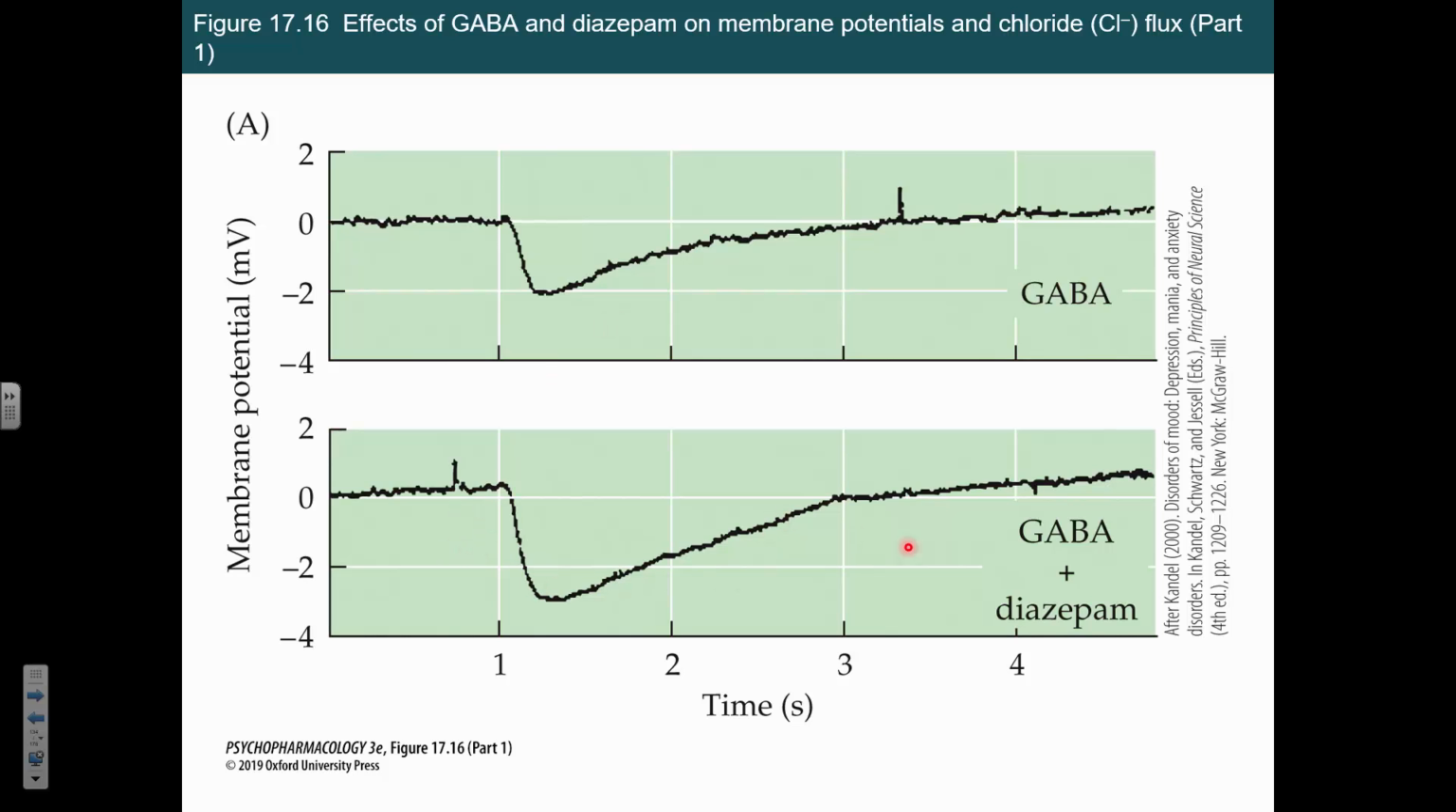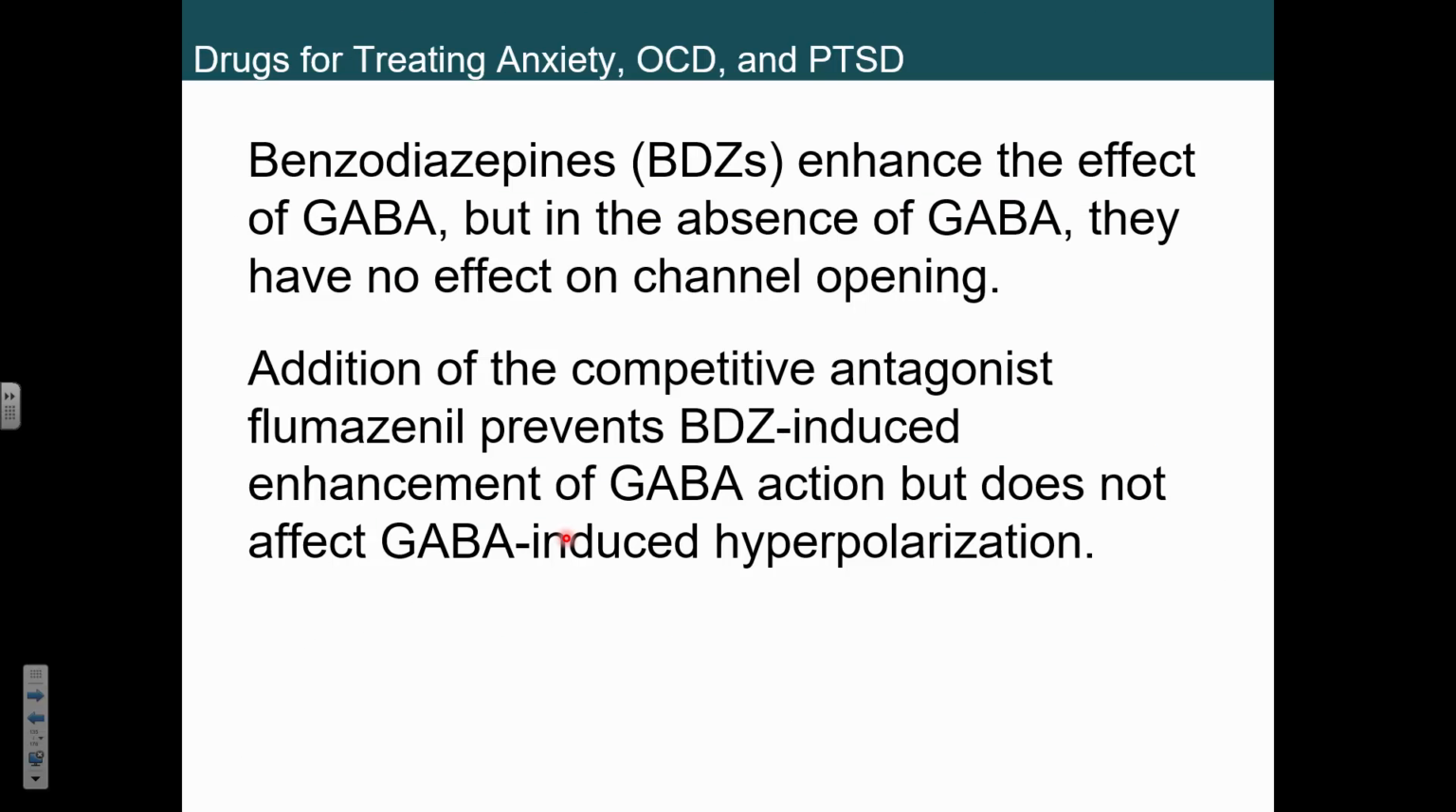So you see a reduction in membrane potential when diazepam is added to GABA, right? That's a benzodiazepine, so you're going to see that sort of extra dip. You get a little bonus there, which is kind of cool.